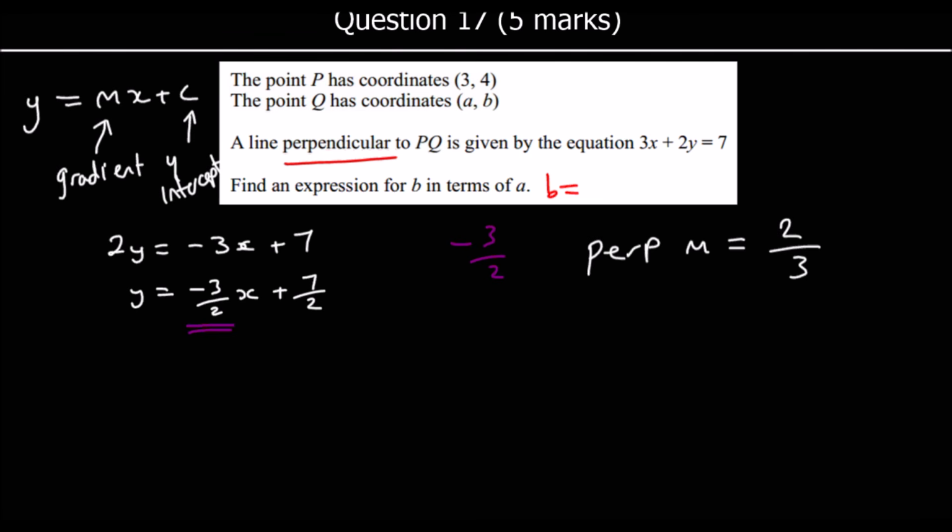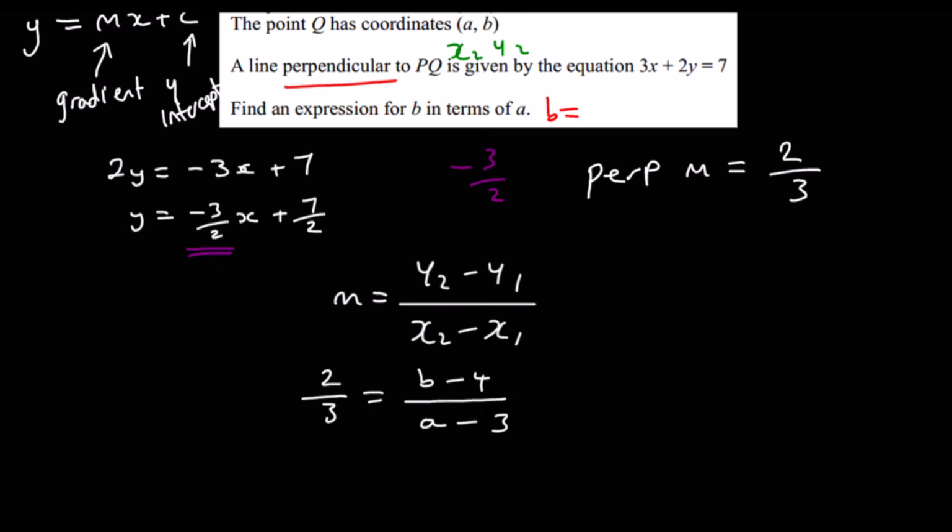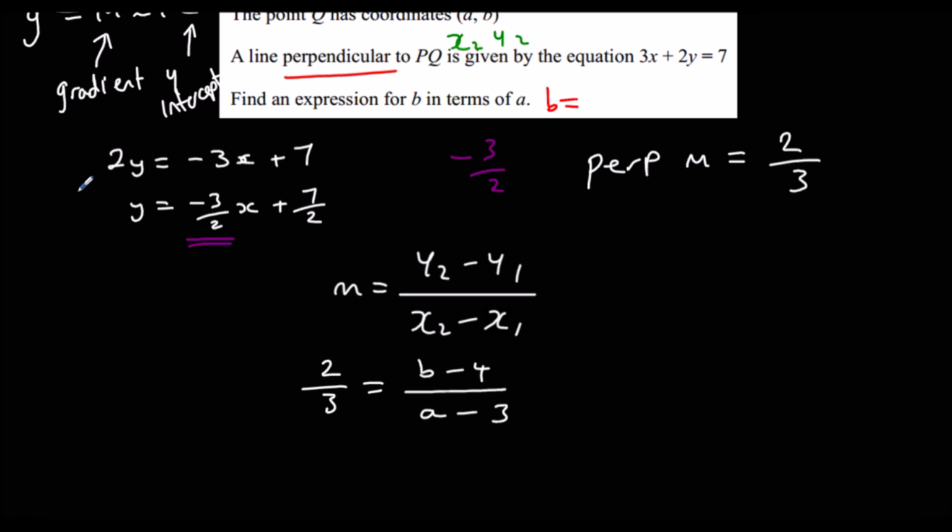And we can also say that the gradient is the change in the y's divided by the change in the x's. And I can label these points x1, y1, x2, y2, and substitute them in. So the gradient is 2/3, and that's given by b minus 4 over a minus 3. So now I've got something with b's and a's in it, and I need to rearrange it to get b equals, make b the subject.